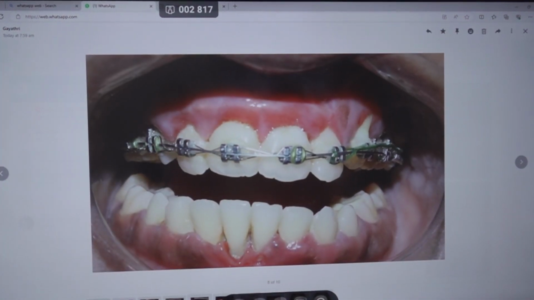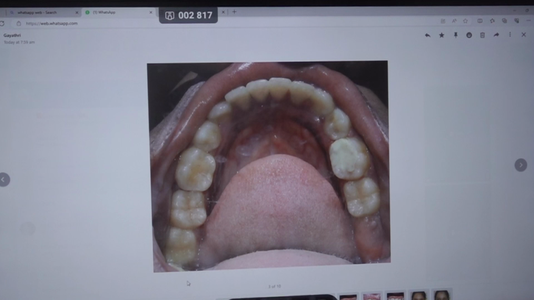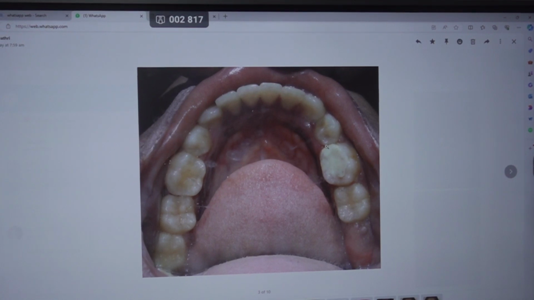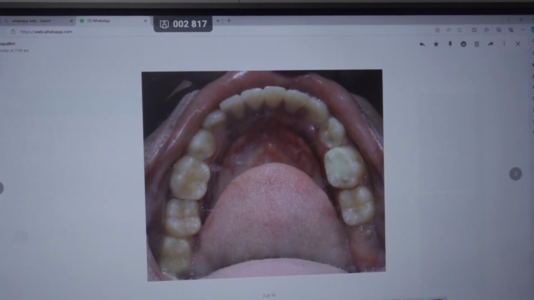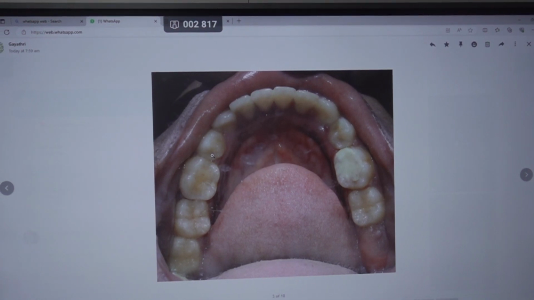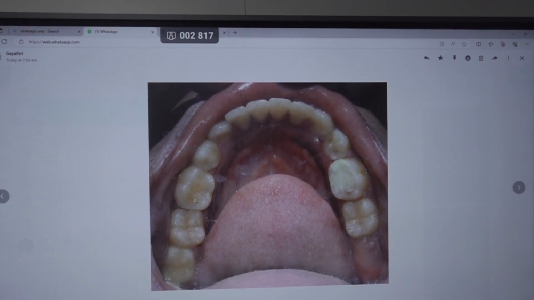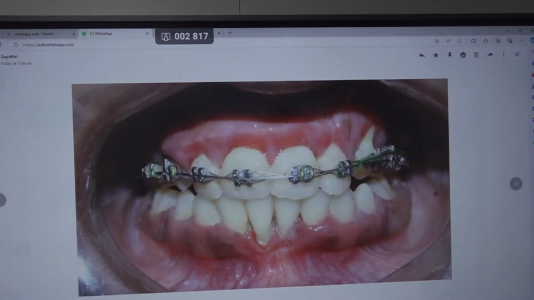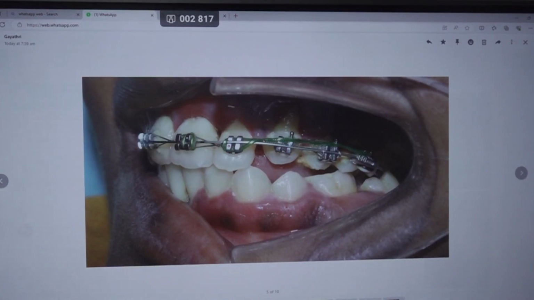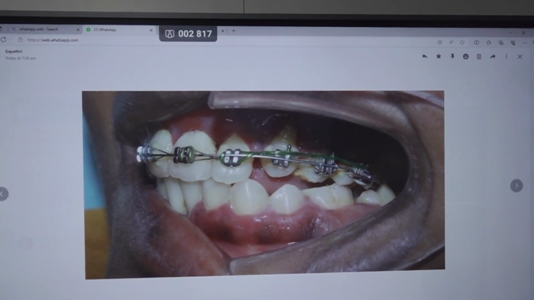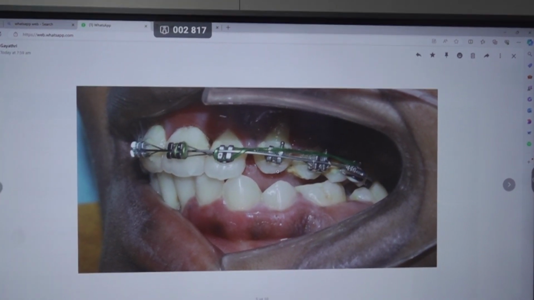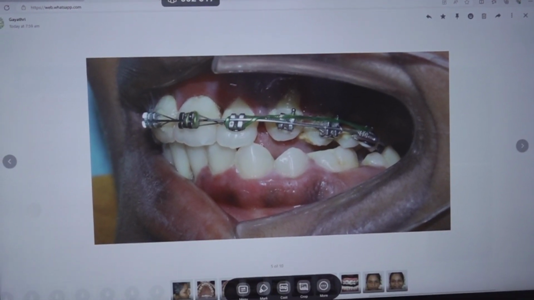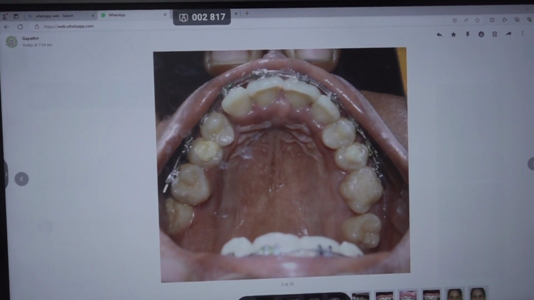So we will see the, this is the lower. So one premolar is missing from this side, right? So both side premolars are missing. There are no braces in the lower, right? Only braces in the upper. So there is no occlusion here. So this is the classic roller coaster effect. Right?